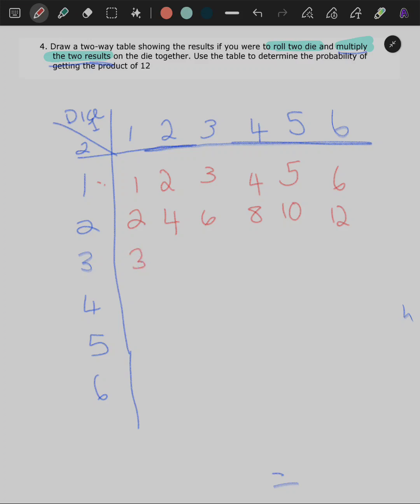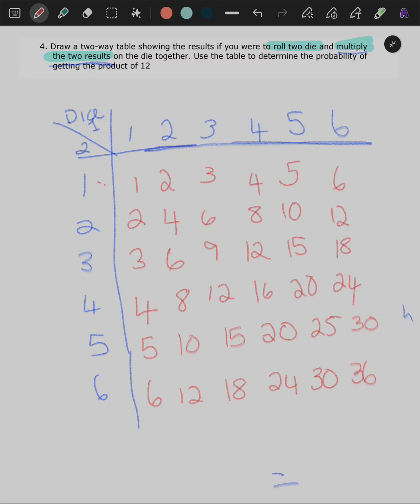3 times 1 is 3, 3 times 2 is 6, 3 times 3 is 9, 3 times 4 is 12, 3 times 5 is 15, 3 times 6 is 18. And we can kind of keep going all the way along our rows, right? 4 times 4 is 16, 4 times 5 is 20. I'm going to do the last 2 rows quickly and then I'll get on. Okay, there we go.